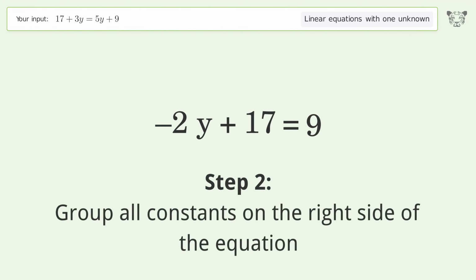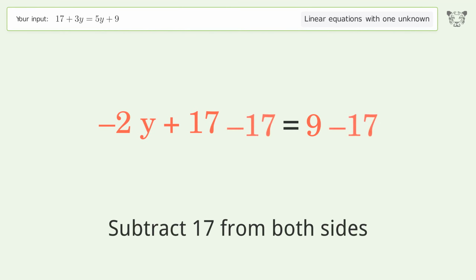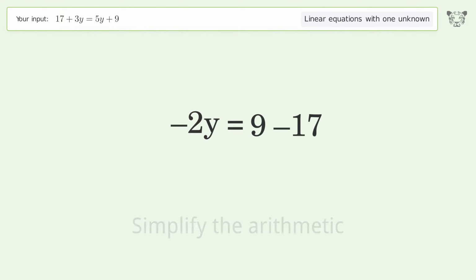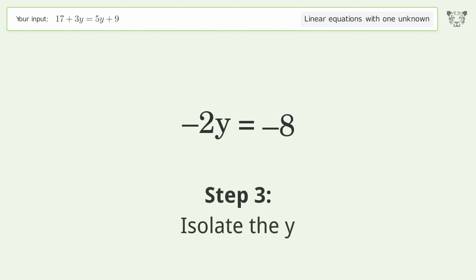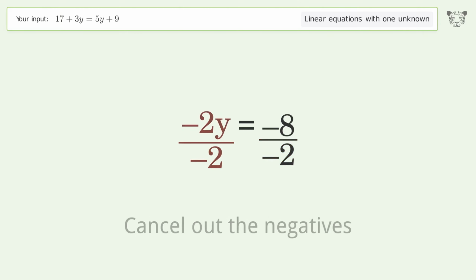Group all constants on the right side of the equation. Subtract 17 from both sides. Simplify the arithmetic. Isolate the y. Divide both sides by -2. Cancel out the negatives.